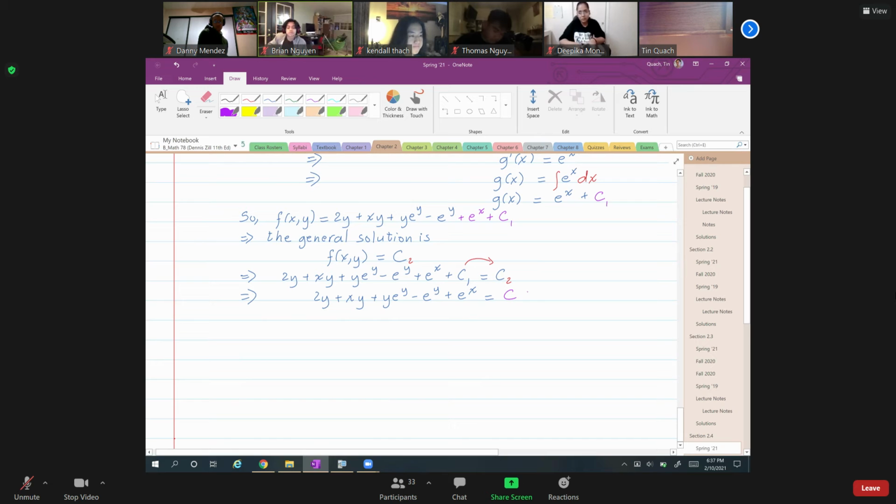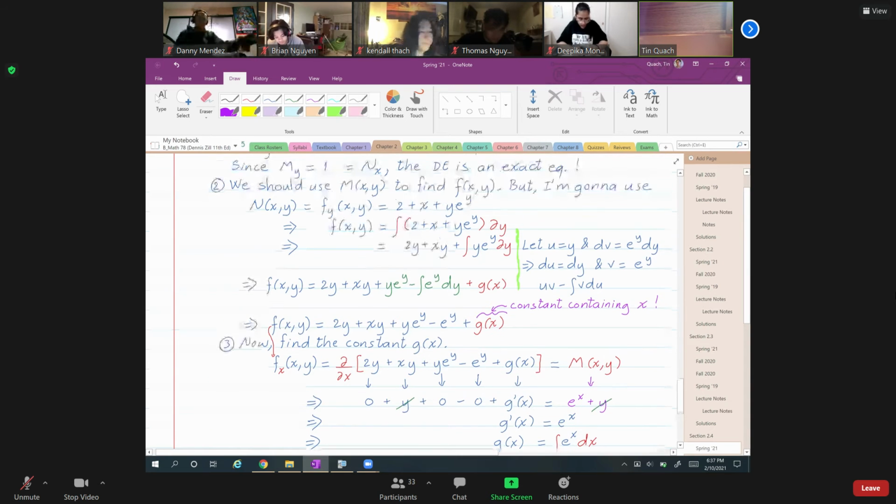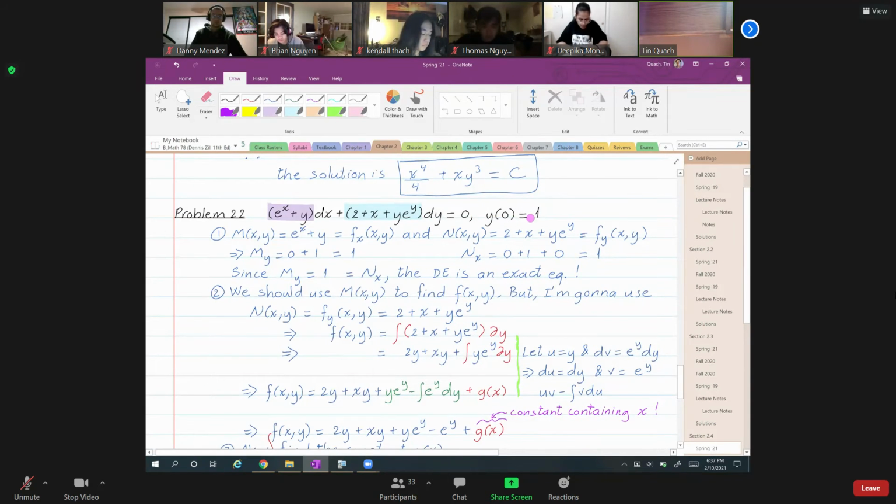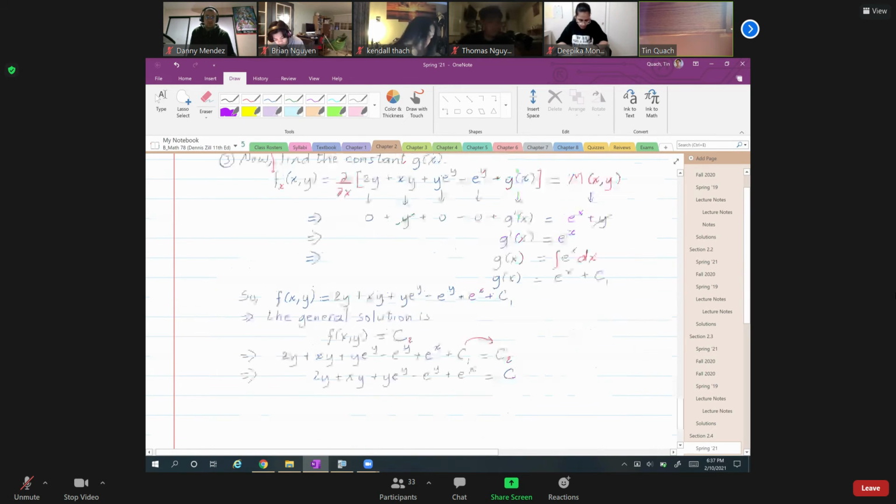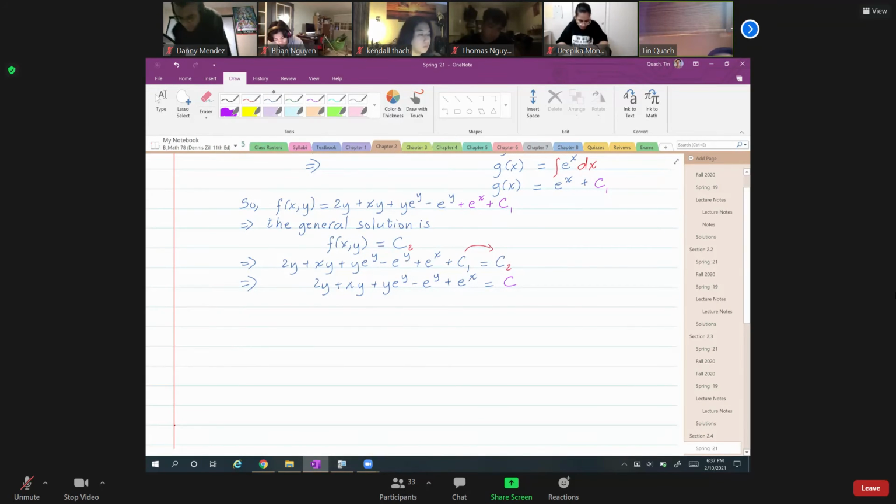So if we had just a differential equation, then that would be your answer. But because this problem is an IVP, now we're going to use this one right here to find out what that constant is. So y of 0 equals 1, that means when x is 0, y is 1. Okay, that's what it is. So whenever you see x, you replace it with 0, and you see y, you replace it with 1.